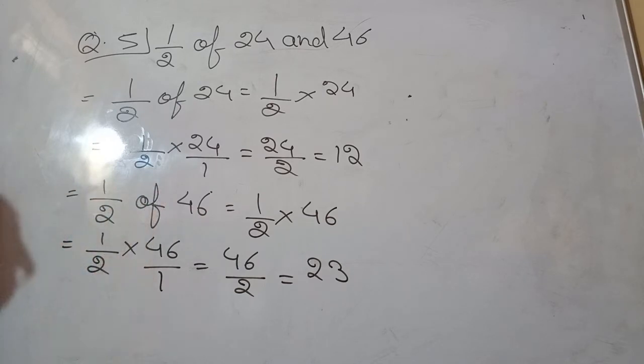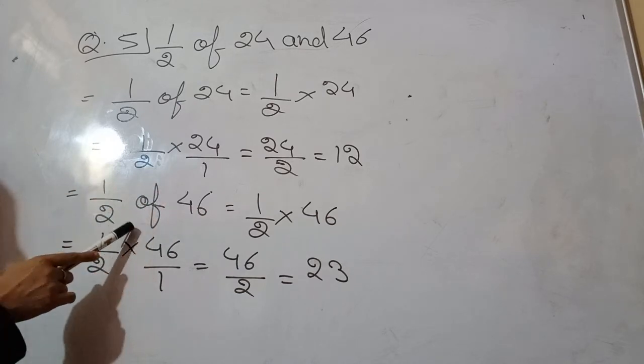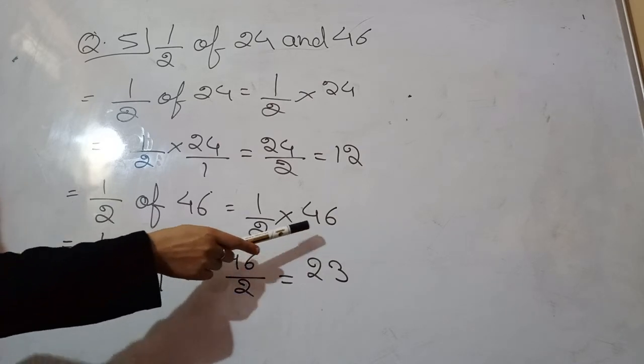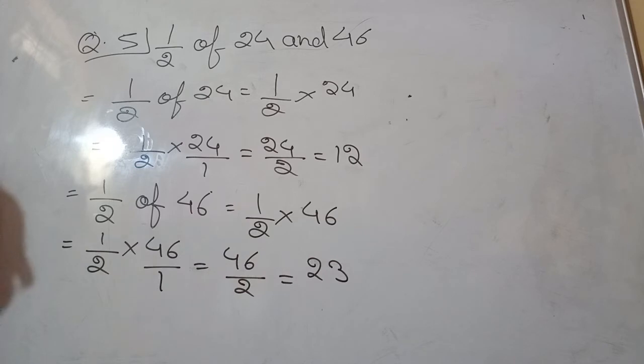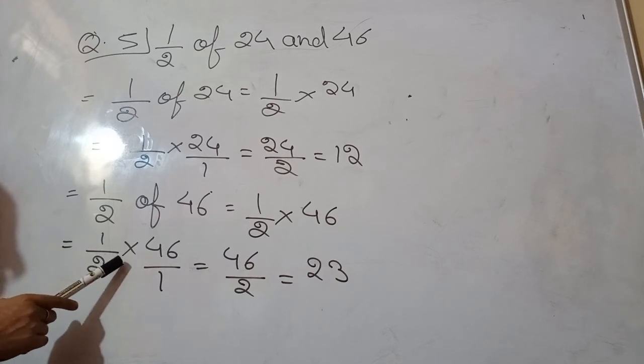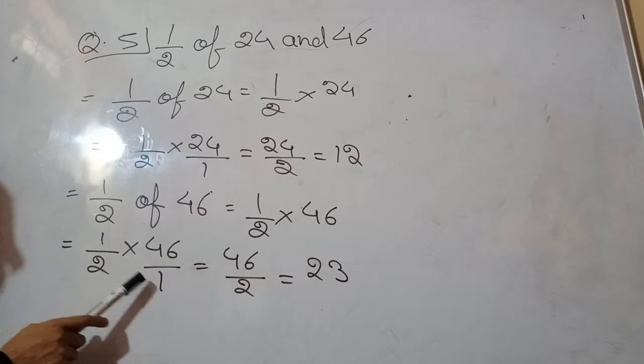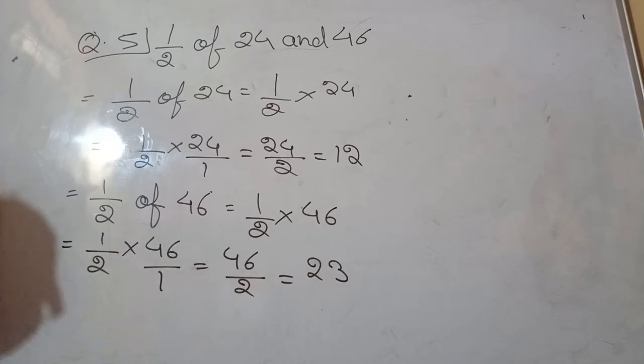Now second part, which is 1 by 2 of 46. Again, what is the meaning of "of"? "Of" means multiplication. So 1 by 2 of 46 means 1 by 2 multiplied with 46. Okay. Now again 46 is all alone, so we can place 1 in the denominator. So 1 by 2 as it is, multiplication sign, 46 by 1. Now according to multiplication rule, numerator with numerator and denominator with denominator. So 46 ones are 46 and 2 ones are 2. And when we divide 46 by 2, how much we will get? We will get 23. So this is how you have to solve all the options of question number 5, exercise 2.2.